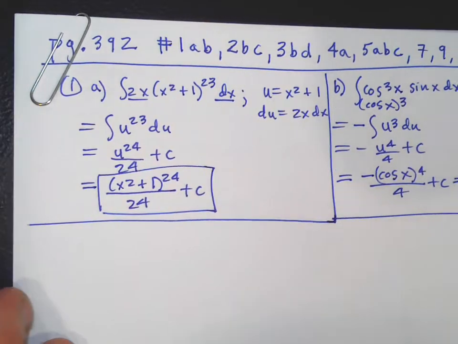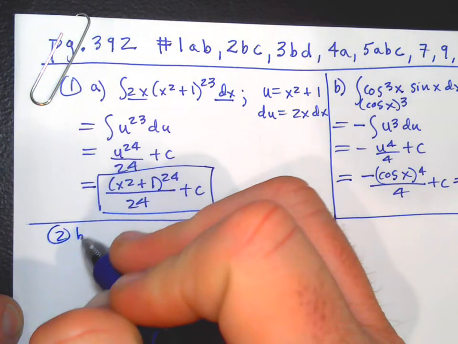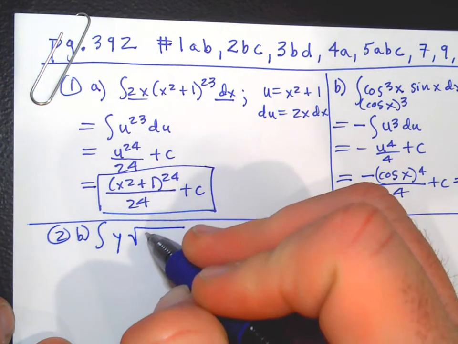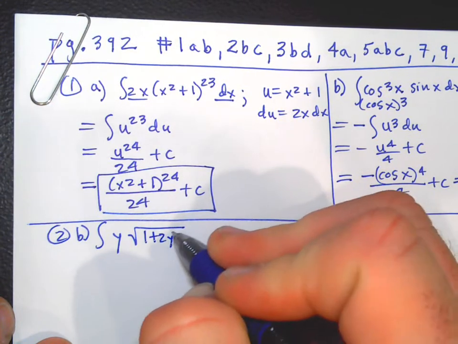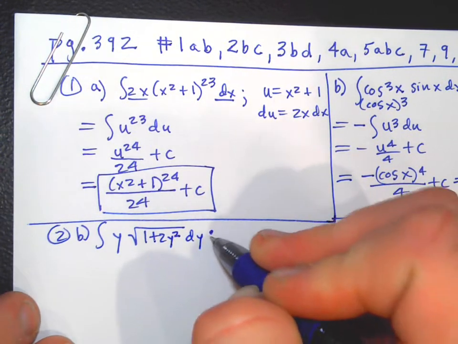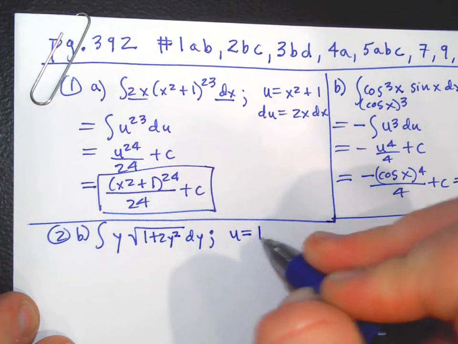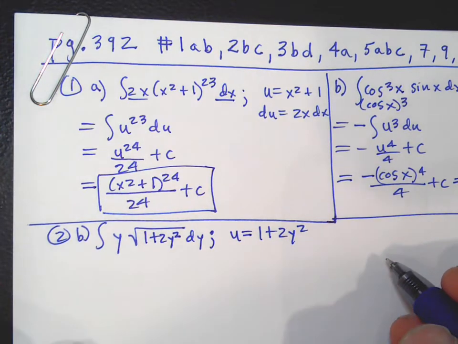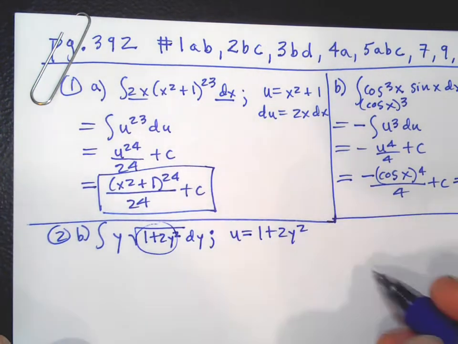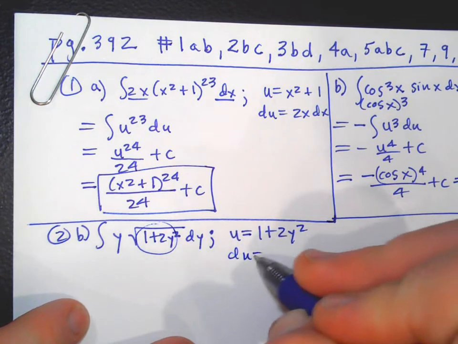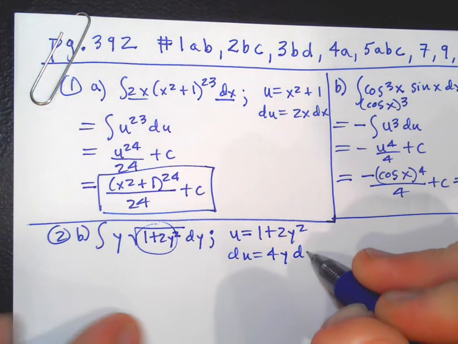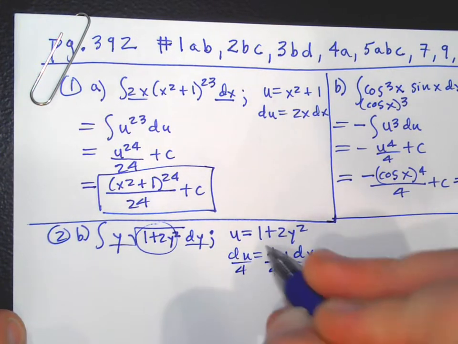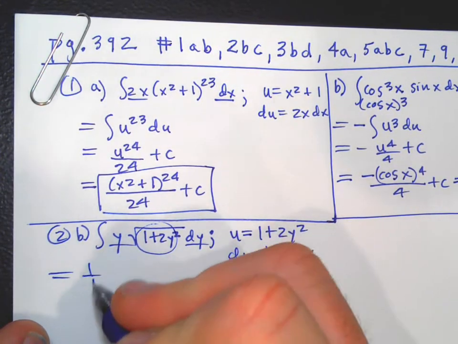Okay, number 2, part B. We're skipping part A. So it's going to be the integral of y times the square root of 1 plus 2y squared dy. You're being given what u should be. It should be what's inside the square root, which hopefully you're starting to recognize is the inner function. du equals 4y dy. There's the y dy, along with the 4. I'll put the 1/4 in front.